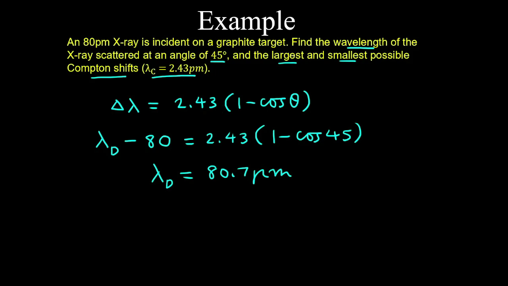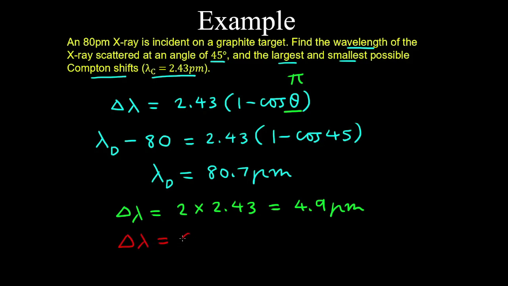Now the largest Compton shift occurs when theta is 180 degrees or pi radians. So therefore the largest Compton shift is 1 minus negative 1, which is 2, multiplied by the Compton wavelength. So that gives 4.9 picometers. And the smallest possible Compton shift occurs when theta is 0 degrees. So therefore the smallest Compton shift that's possible is 0 picometers.